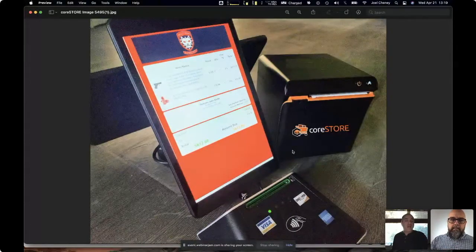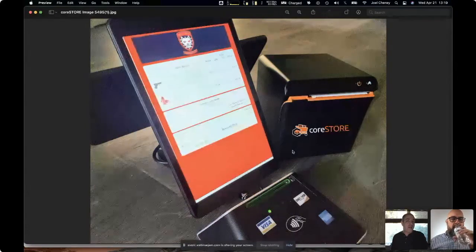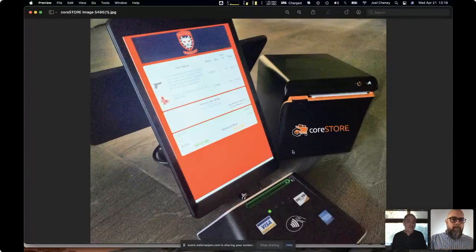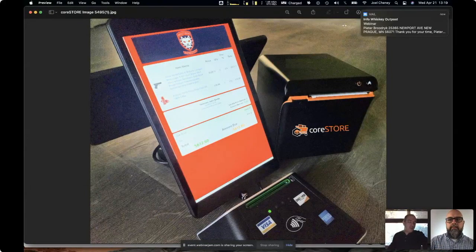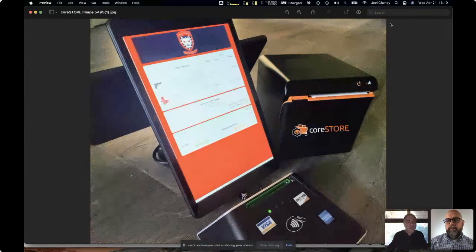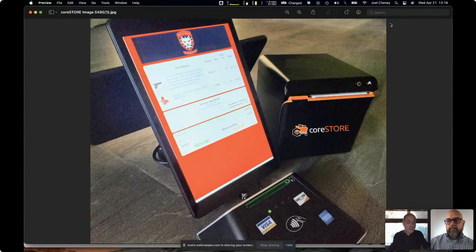So the combined cost of these two things is usually, right, Aaron, less than one of those PAX units. Yeah, it's cheaper than most of the Deja Vu units you can get. Yeah, so this roughly is around 250, depending on what tablet you get, but it's less than $300 for this whole setup. And when I say the whole setup, I'm not talking about the printer or the tablet behind, but the whole customer display credit card terminal. So it's a really good selection in terms of hardware.